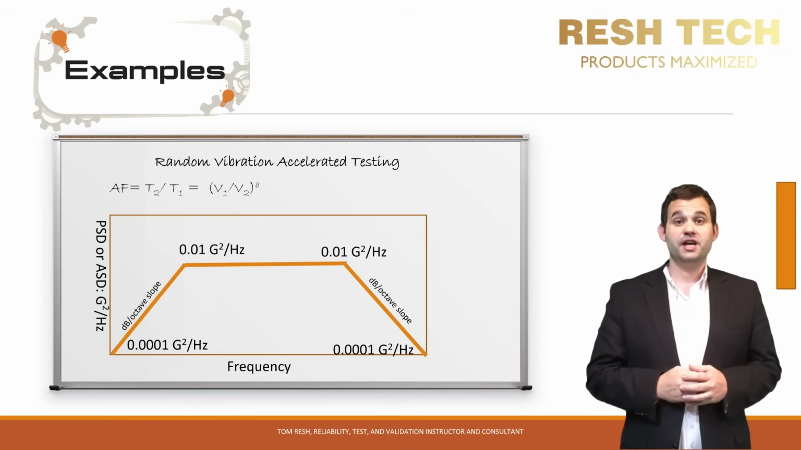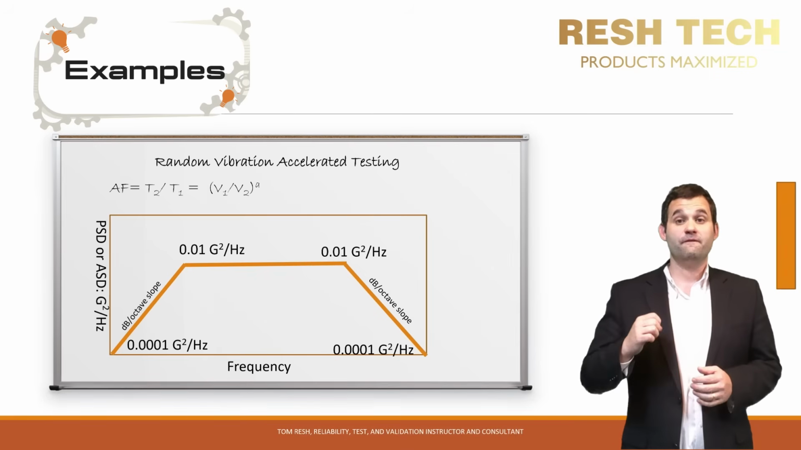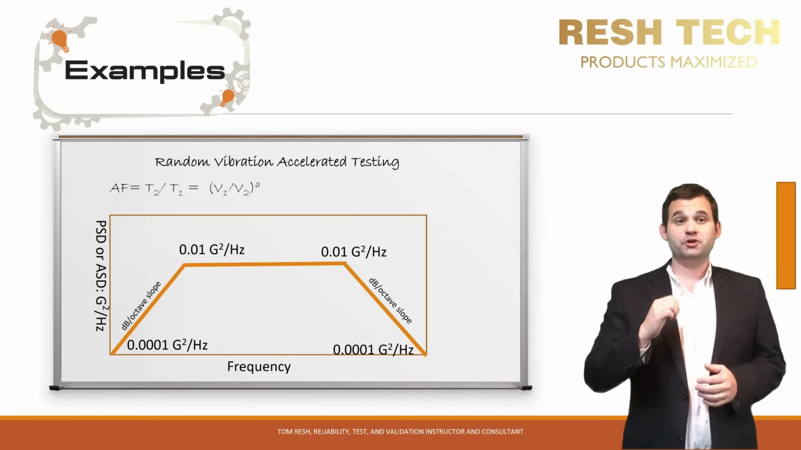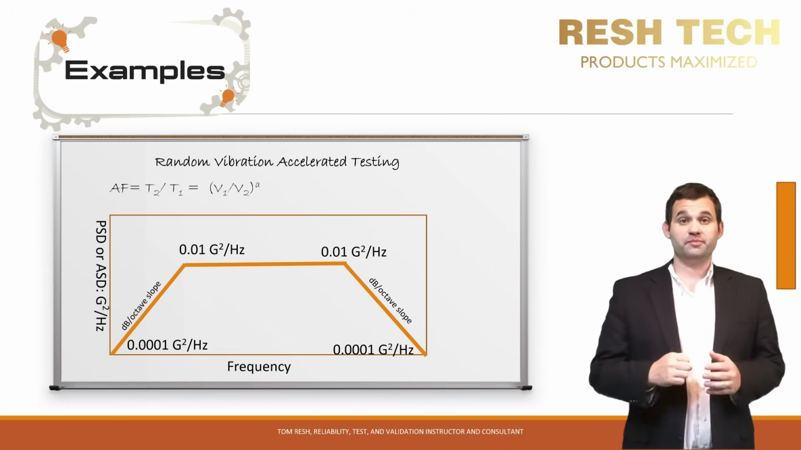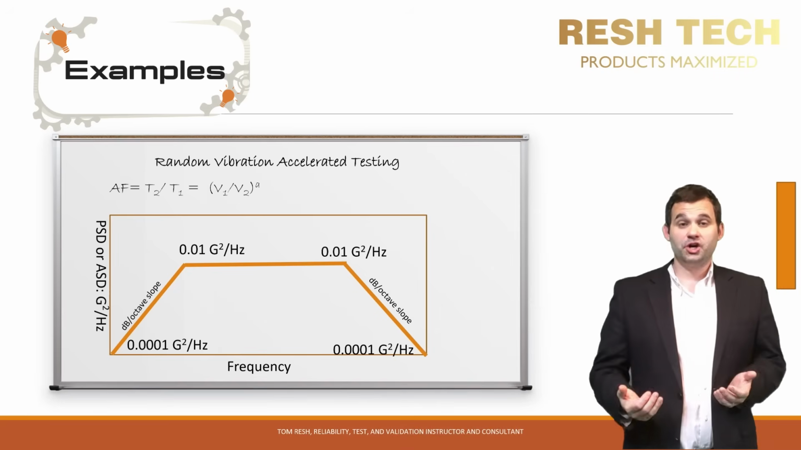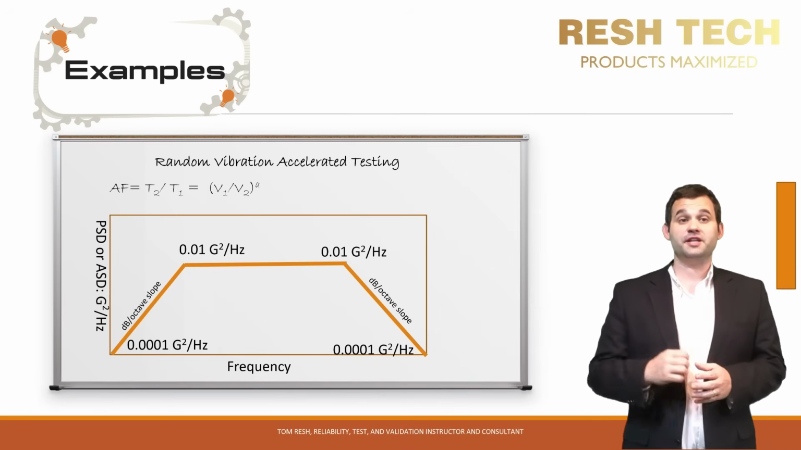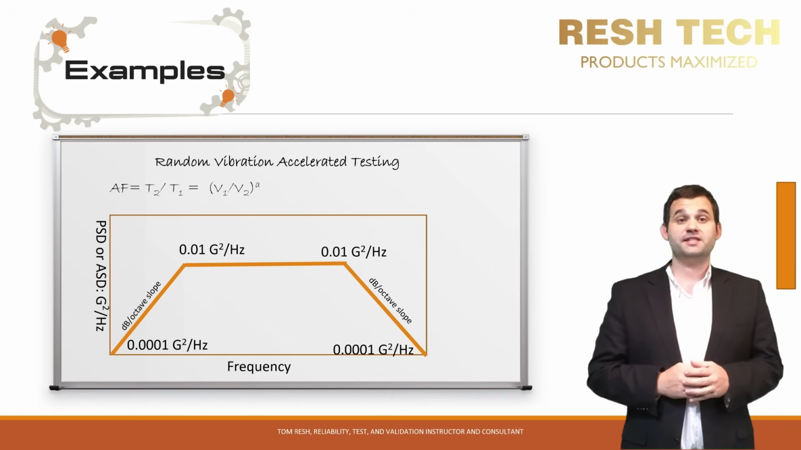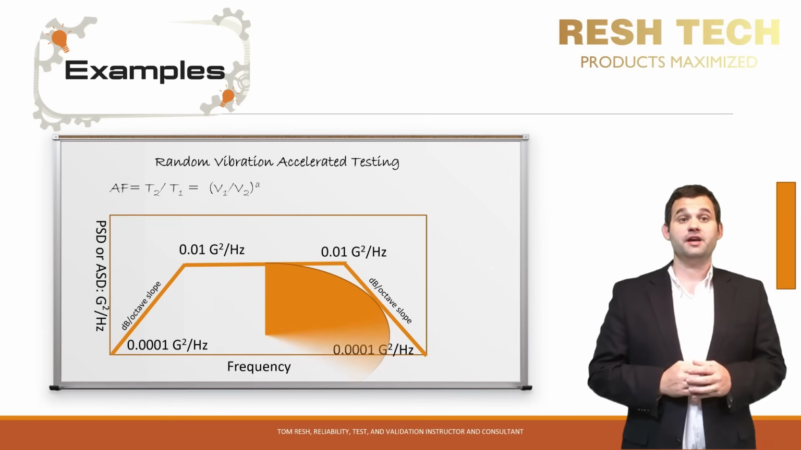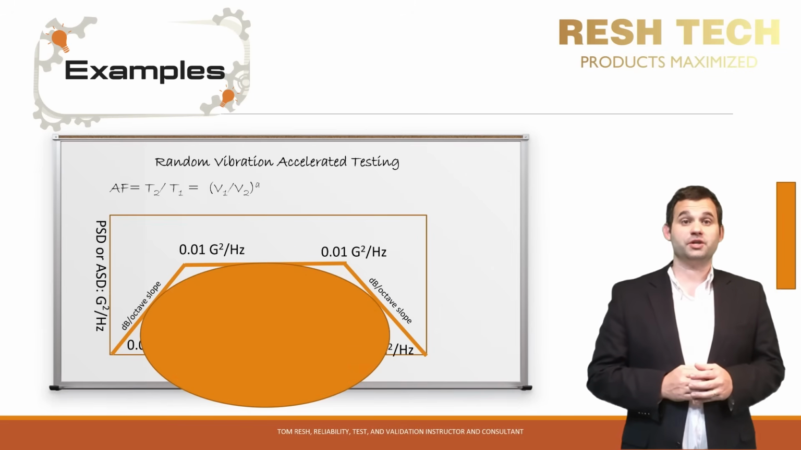Recall, random vibration is plotted on a graph as PSD or ASD, which is power spectral density or acceleration spectral density, versus frequency. PSD and ASD mean the same thing, but some folks may be more familiar with one acronym or term over the other, so I list out both here in this example. GRMS is the total acceleration content of the vibration test for all PSD and frequency breakpoints, which is found by calculating the area under the acceleration versus frequency curve, or the PSD versus frequency curve.